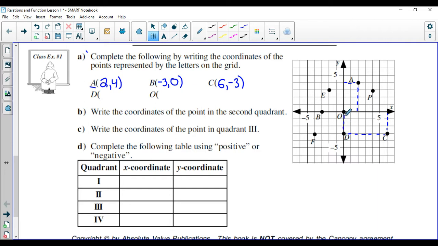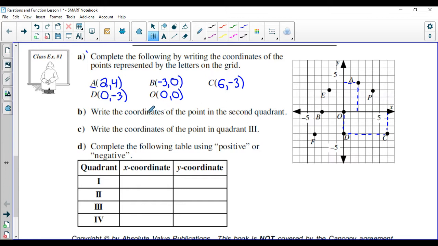Point D, if I draw a line right up to the x-axis, it would hit it at 0. So it's an x-coordinate of 0. And its y-coordinate is, well, it's already on the y-axis, so it would have a value of negative 3. And then we have point O, and that's just the origin. The origin would have a coordinate of 0, 0. So my points are 2, 4; negative 3, 0; 6, negative 3; 0, negative 3; and 0, 0.